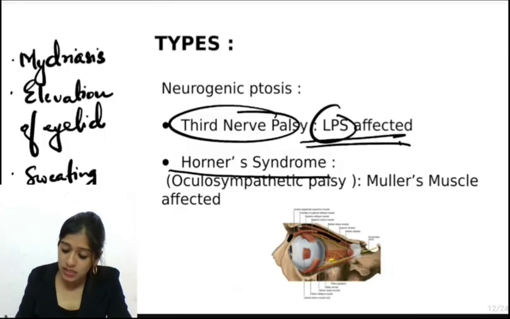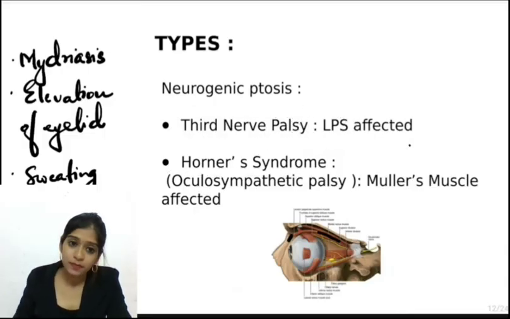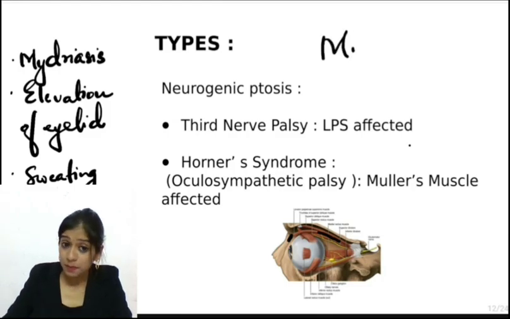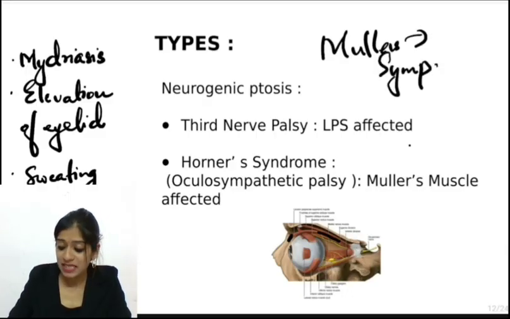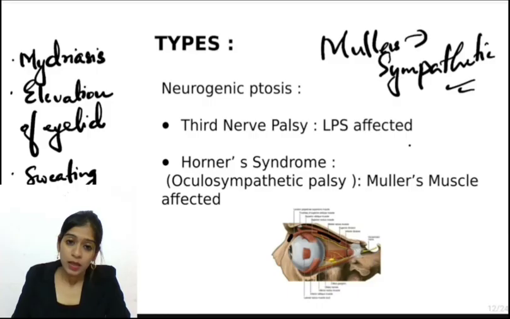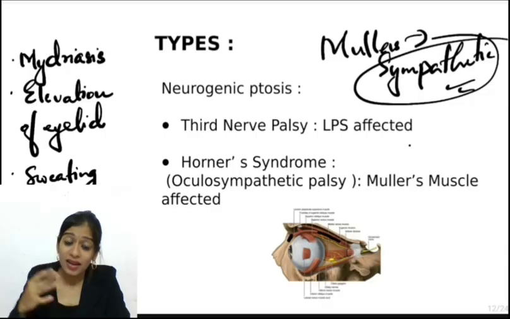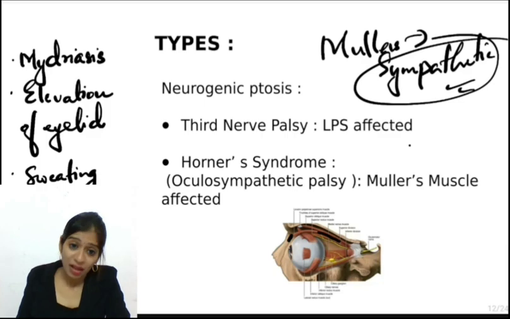Then there is something called Horner syndrome, very very important. Before that, let me tell you, LPS is supplied by the oculomotor nerve, and Muller's muscle is supplied by sympathetic fibers. Now, when the sympathetic fibers are affected because of any disease, it could be a stroke, a pancreas tumor, neck surgeries, or neck trauma. Sometimes after thyroid surgery, sympathetic fibers can get affected.